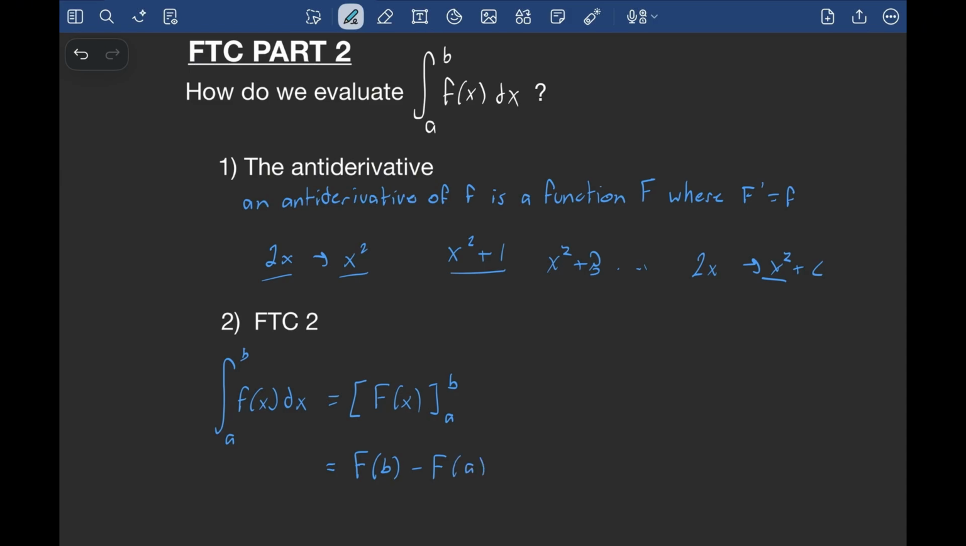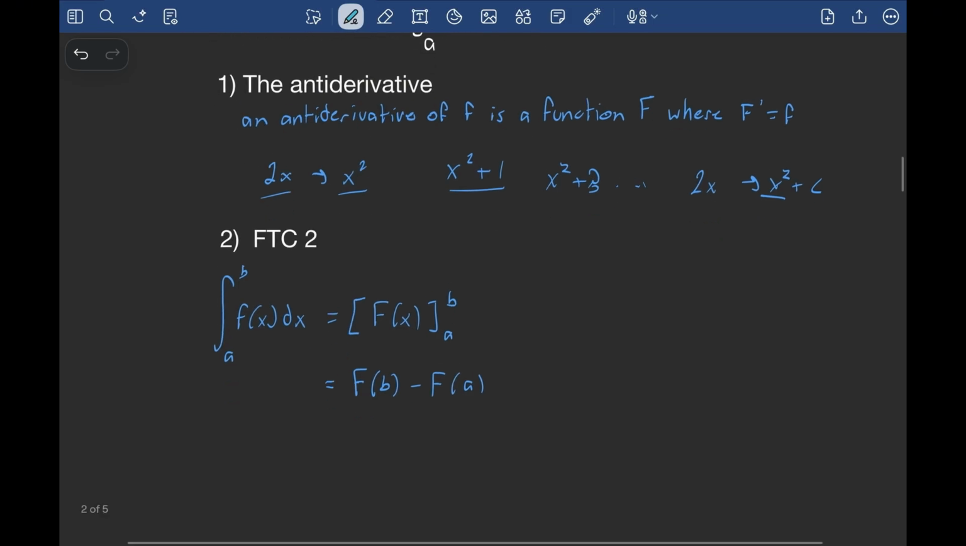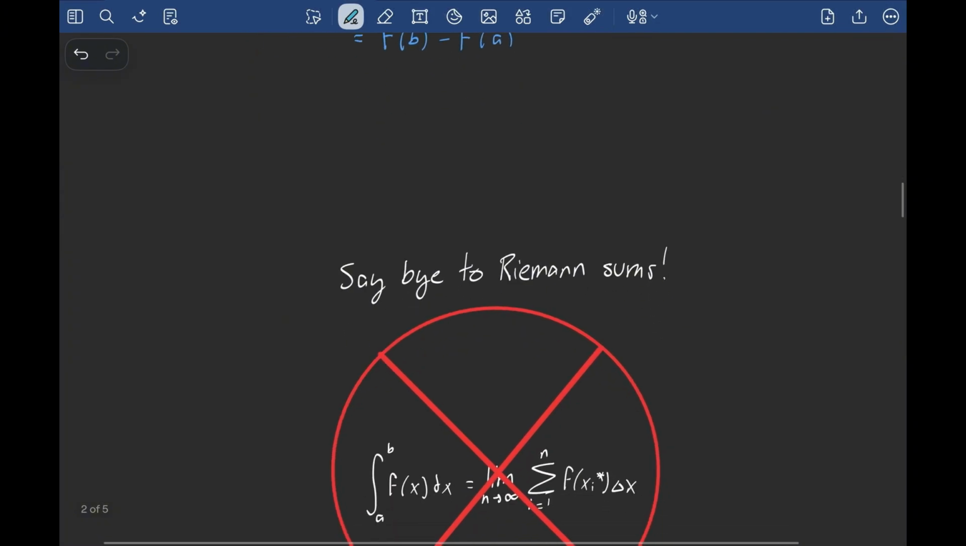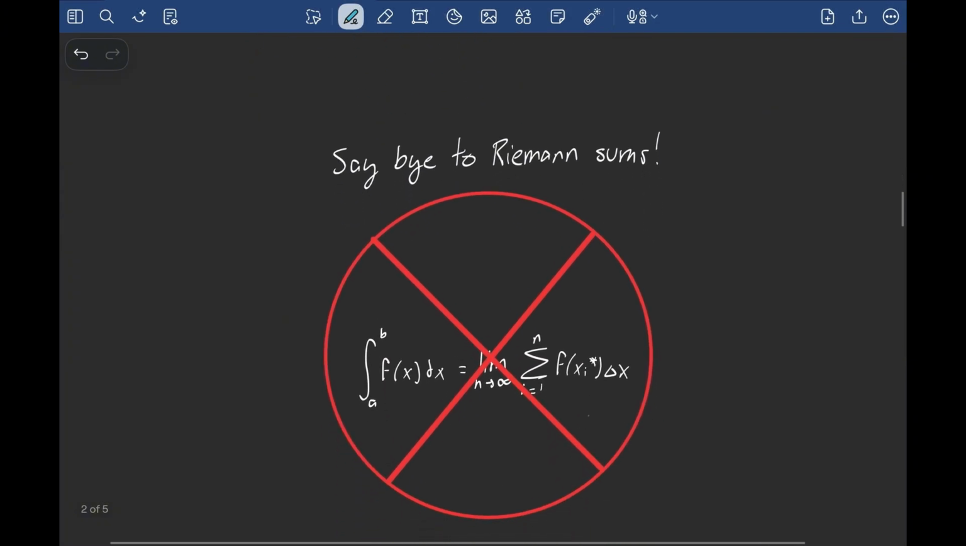All you have to do is find an antiderivative of little f, plug in b, and subtract from it plugging in a. That's how simple it is. Now you can say goodbye to the Riemann sum definition, because look at how much work that is compared to simply just writing down F of b minus F of a.